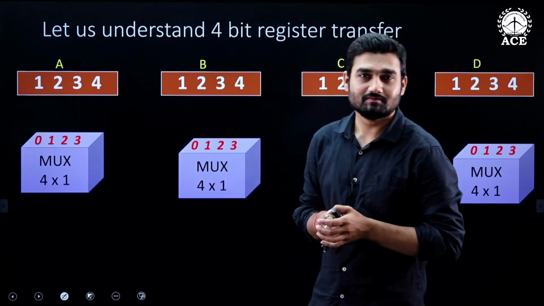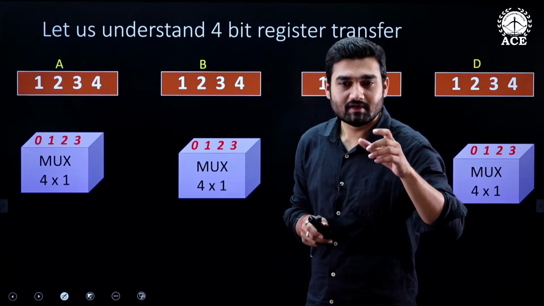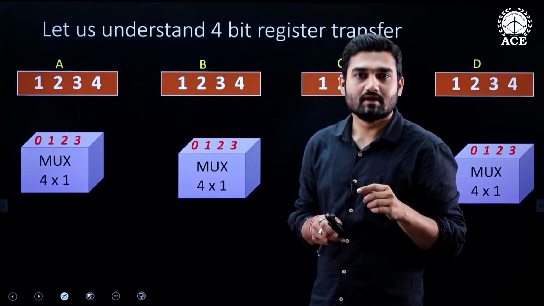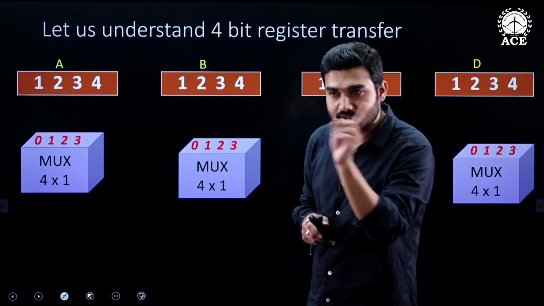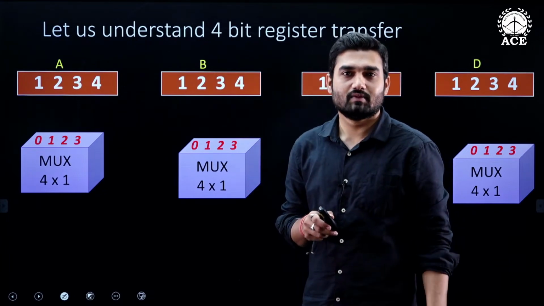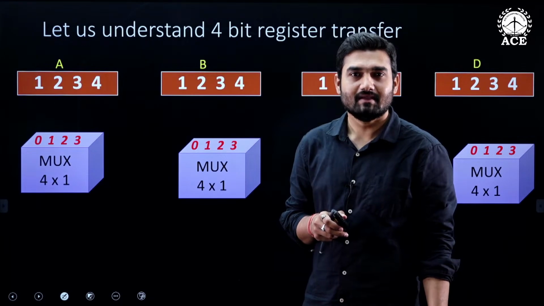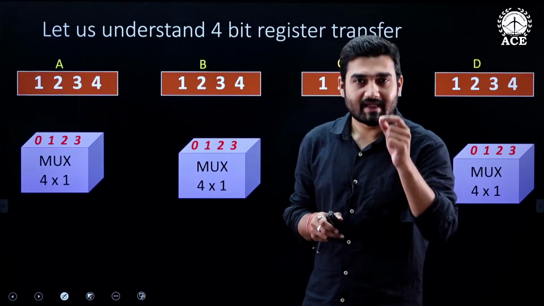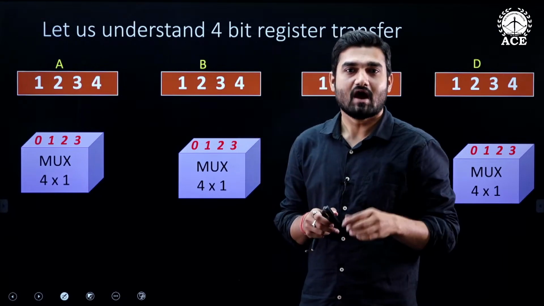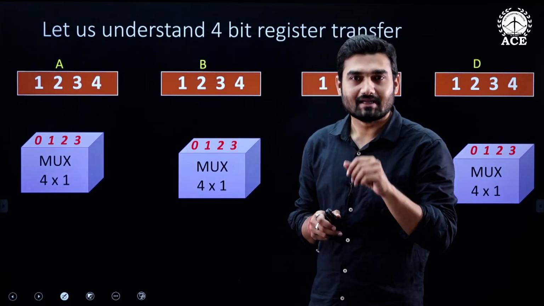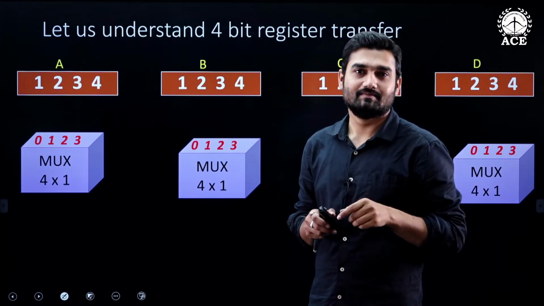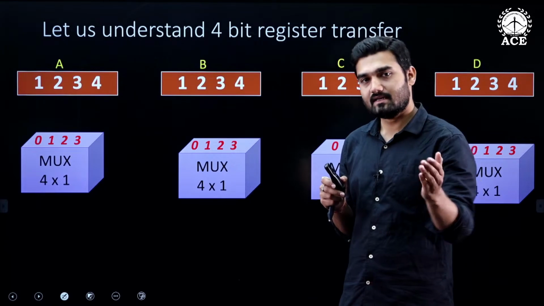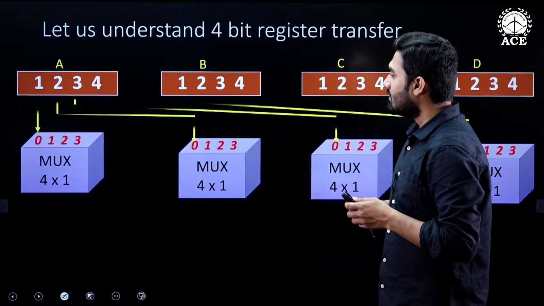One last time let me ask you. I have 2 power k inputs. Out of these 2 power k inputs, I want to take one input at the output. How many select lines do I require? I require k select lines. I think now you are familiar. We both are on the same platform. Let us go ahead.